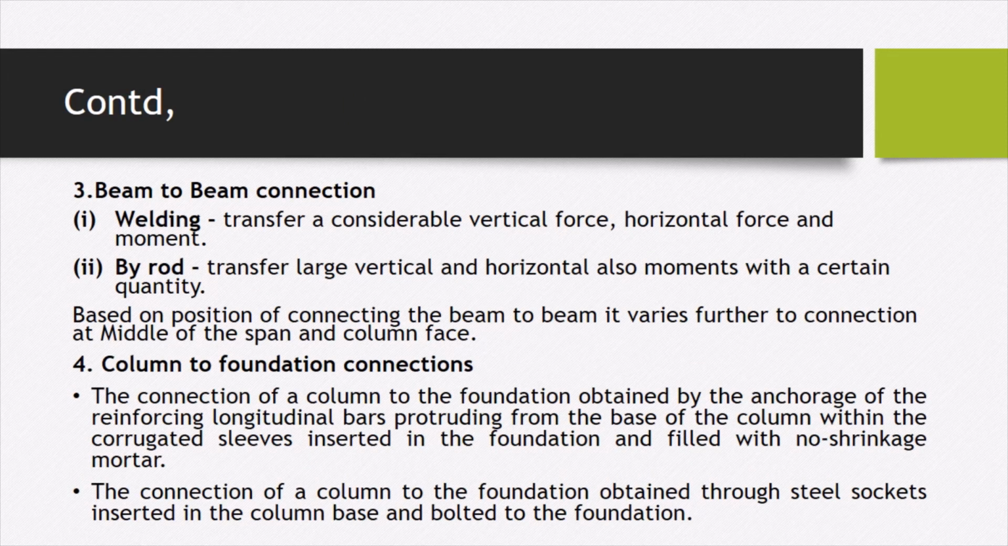So this is column to column connection. And then the third one is beam to beam connection. Before going to the beam to beam connection, you need to know several important things. You need to know at what position you are going to connect the beams, either in a middle position or at a corner, because at the middle position there will be a huge bending load, and at the column there will be a huge shear load. So you need to go through that and then choose.